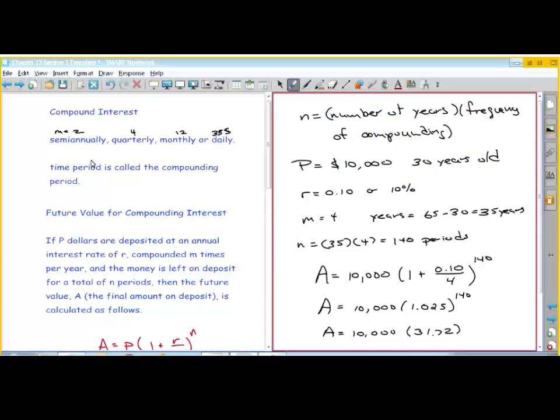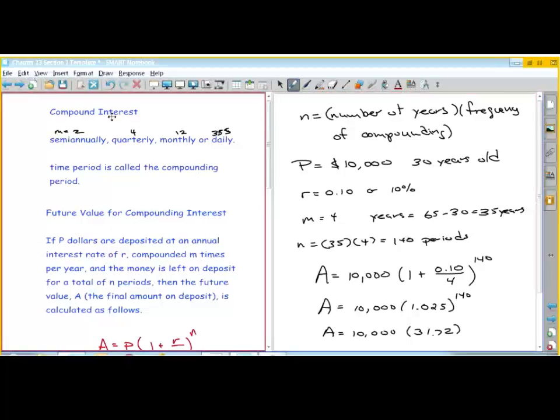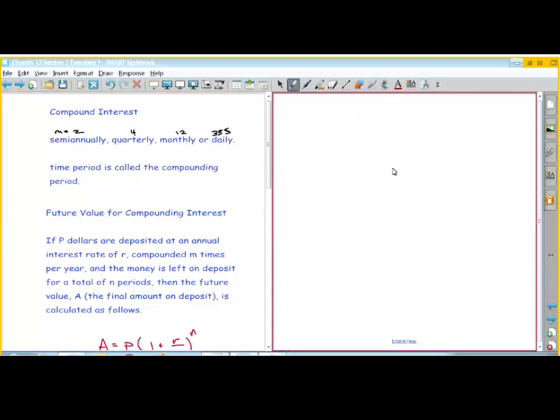So continuing on, the next thing we're going to talk about: don't start writing all this stuff down yet. I'm just going to add a page. So you can compound on a more frequent basis. You can compound semi-annually, which means twice a year, quarterly, which means 4 times a year, monthly, 12 times a year, daily, 365 days a year.